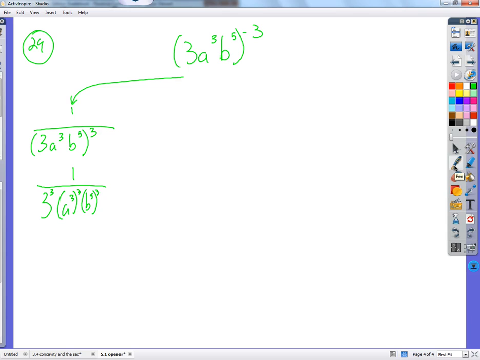And that was 3 to the third, 27. How do we raise a to the third to the third? Multiply the exponents. Right? We got 3 sets of 3 a's. That's 3 times 3. Right? And a similar argument, b to the 15, 5 times 3.